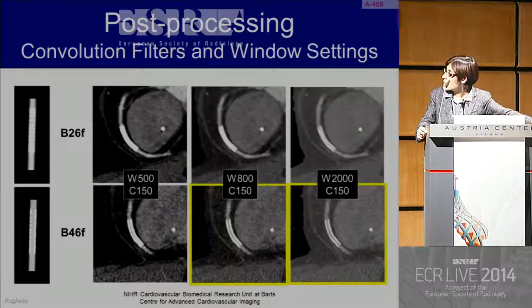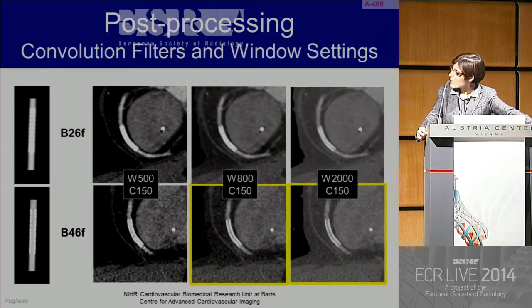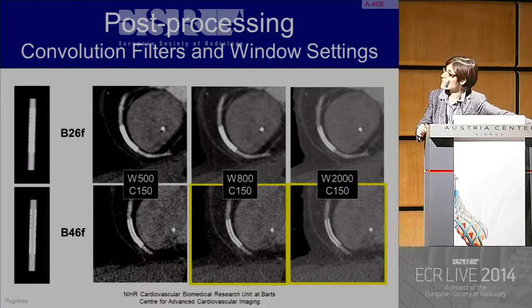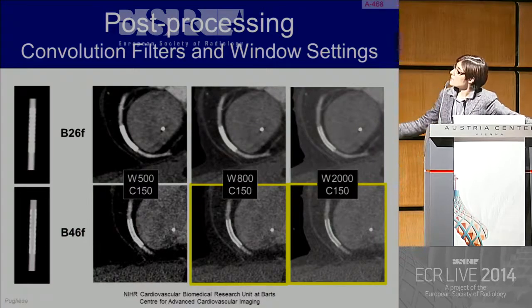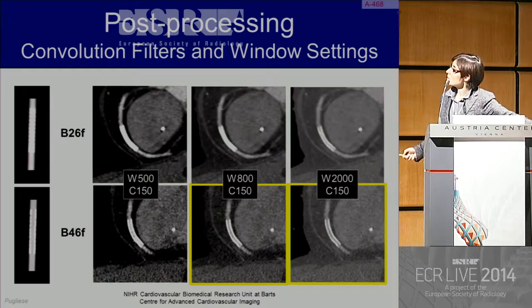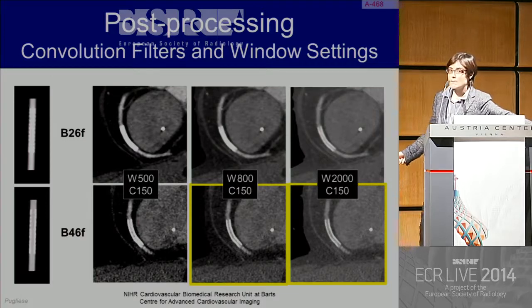So this is an example in a real patient. This is the same dataset that I just reconstructed 6 times. The top row is reconstructed with a conventional convolution filter for cardiac CT, and the bottom row is reconstructed with the dedicated sharp convolution filter for cardiac.